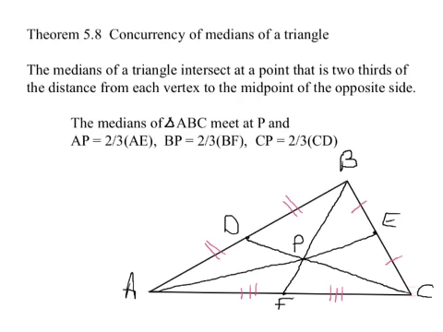And mathematically, we could say that AP, this segment right here, is 2/3 of the whole segment. So I have 2/3 here and 1/3 here. This segment is 2/3 of the whole distance, and this segment is 1/3. Same with this one. This one's 2/3, this one's 1/3. And of course, we're going to use that ratio in some algebra problems in this chapter.